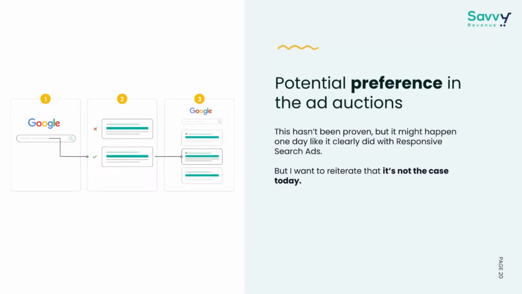So there's a potential preference in the ad auctions. This has not been proven, but we have.